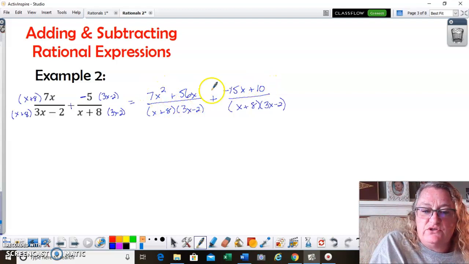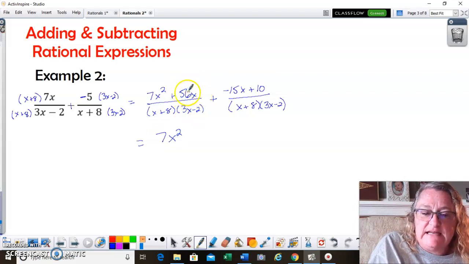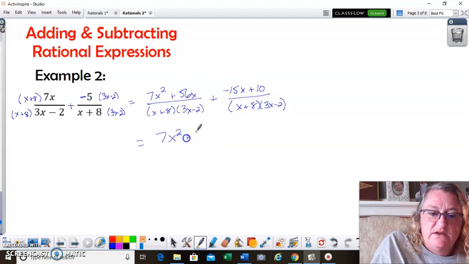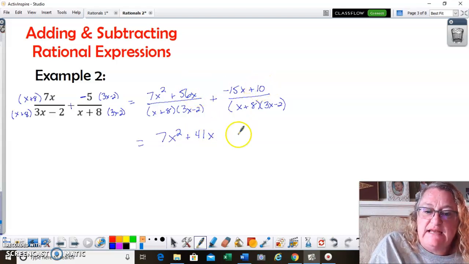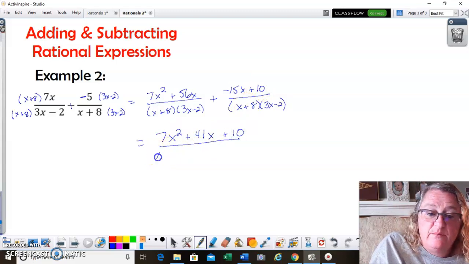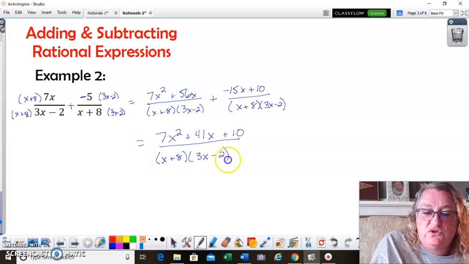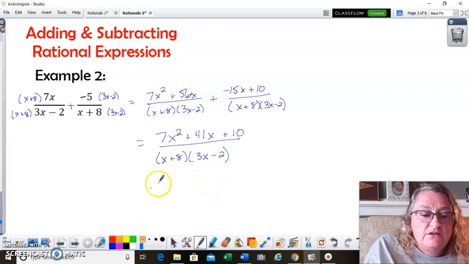So I have an x squared term, but no x squared term on that one, so it's just 7x squared. I have 56x here that I'm adding negative 15x, so it's actually 56x minus 15x, so that's 41x. I have no constant on this one, but I have a 10 here, so that's plus 10. And then I just copy my denominator, x plus 8, 3x minus 2. Okay, so let's try example 3.